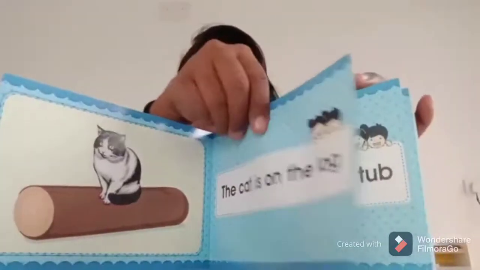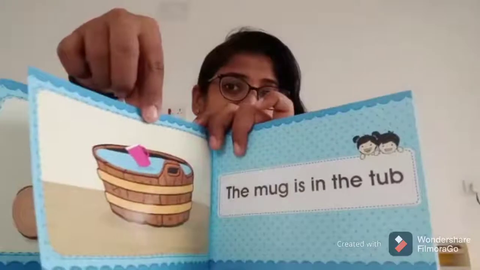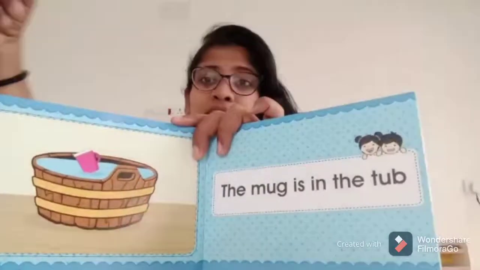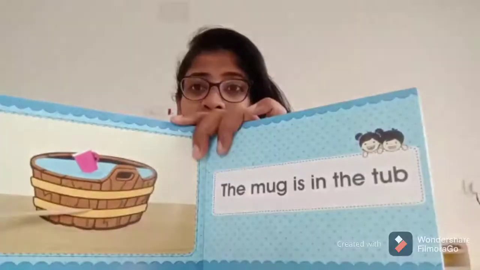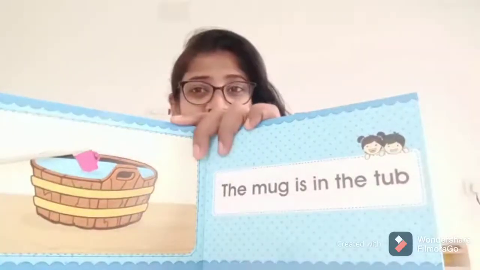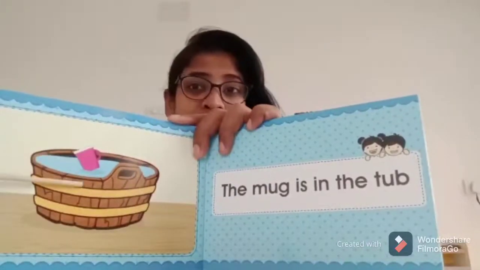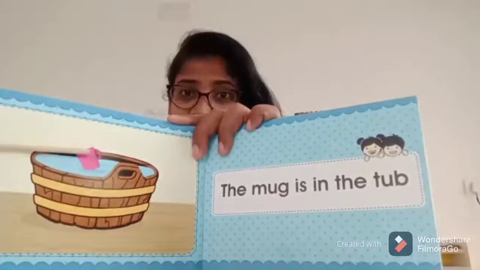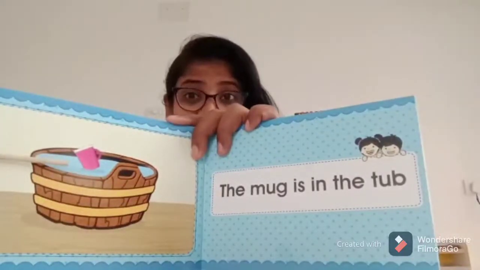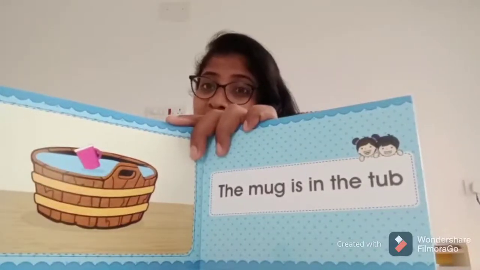What's there in the next page? Ta-da! Oh, what's this? There is a tub and water and a mug. Pink mug. Yes. Where is the mug? The mug is in the tub. Where is the mug? The mug is in the tub.